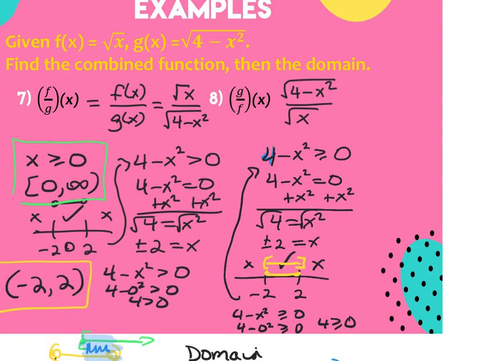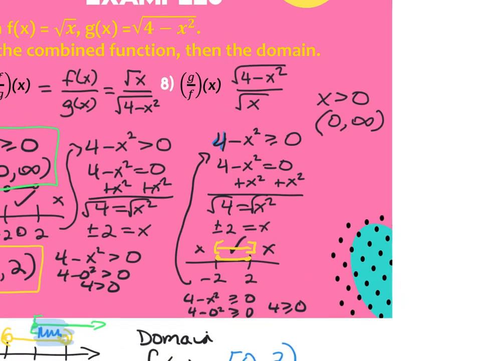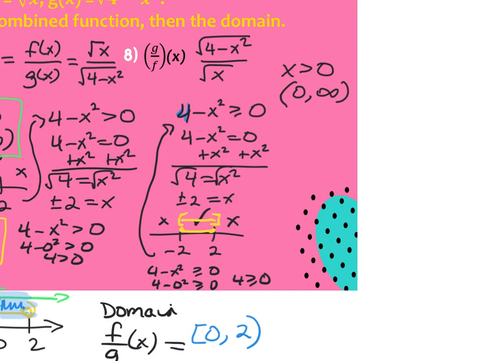Now for the denominator, it's just x greater than 0. So this would be a parentheses going to infinity. But again, remember now it's the intersection of the two. So let's put both of these on the same number line.